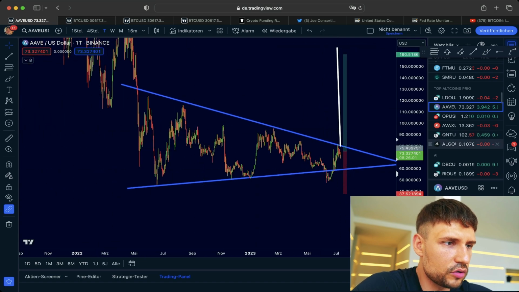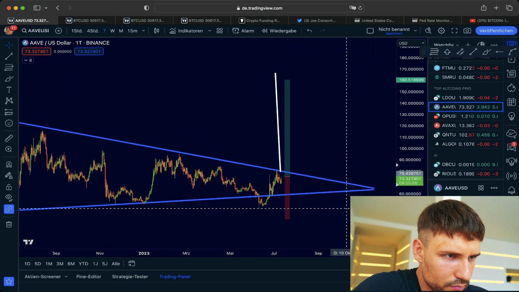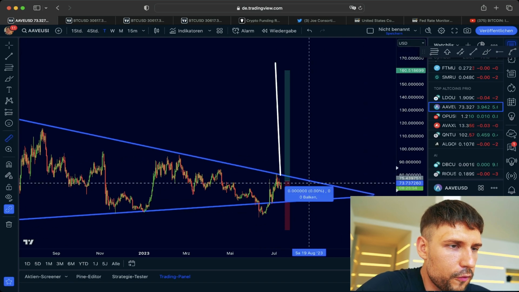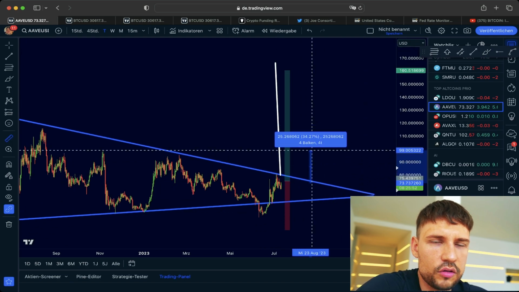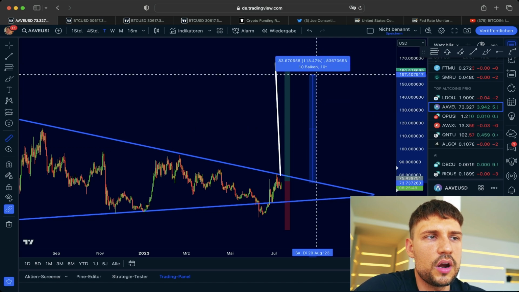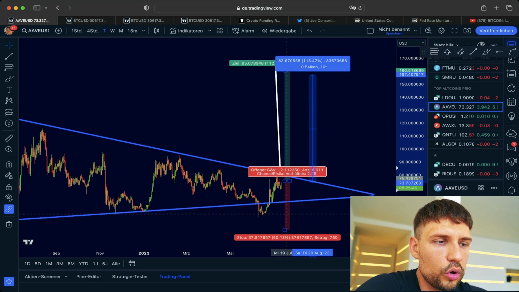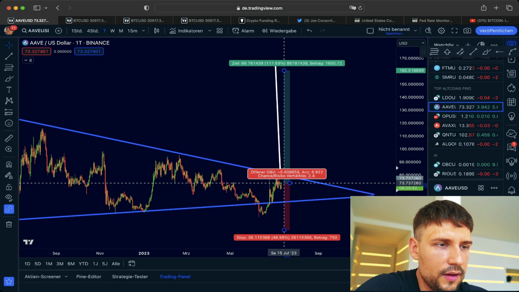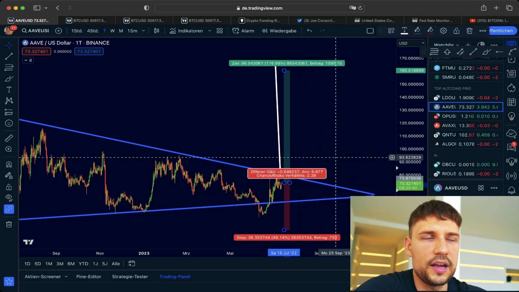But look at this entry position. We are in this symmetrical triangle. It's getting tighter and tighter. In case we are breaking to the upside, we will see a run for sure to $100, in my opinion, 34%. Big psychology border, and the next price target would be $160, 130%. In my opinion, risk reward, amazing. Stop loss I would set below $37. Even right now, the risk reward is 2.38.